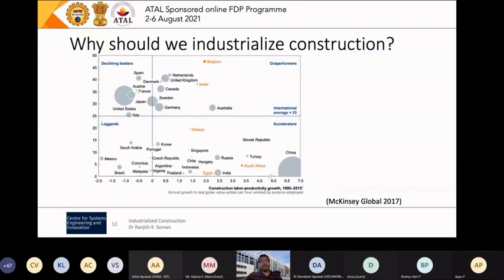If you look at the construction sector across the world, there are laggards who are not the best at adopting new technologies, and there are outperformers. India is coming in that area where we are open to adopting technologies, but we are not outperformers. So what we need to understand is what we need to do to go from here all the way to here for better productivity from the construction site. And that's where the idea of industrialized construction comes in.